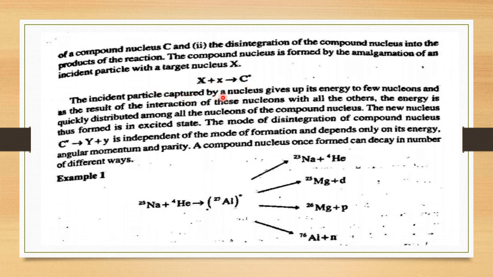The incident particle captured by the nucleus gives up its energy to a few nucleons, and as a result of the interaction of these nucleons with all others, energy is quickly distributed among all the nucleons of the compound nucleus. The new nucleus thus formed is in the excited state, C star. Now the mode of disintegration of C star into Y plus y is independent of the mode of formation.